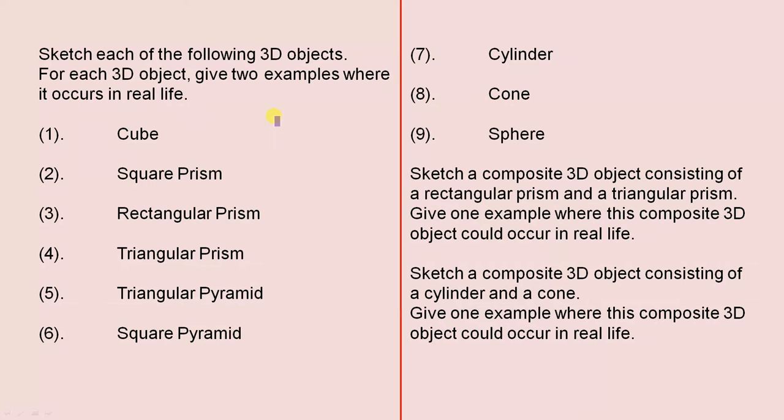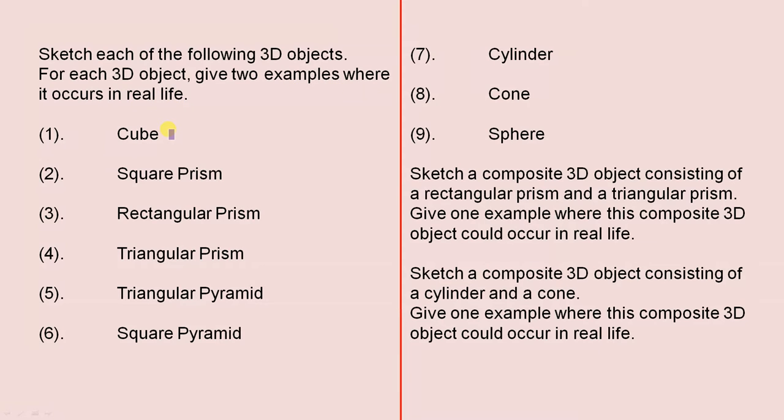So basically, this is what we're looking at. We're being asked to sketch each of the following 3D objects. That's the first thing. I've given 9 3D objects here, so each of them has to be sketched. You don't have to use a ruler or anything, just freehand is quite fine. Then, for each 3D object, give 2 examples where it occurs in real life.